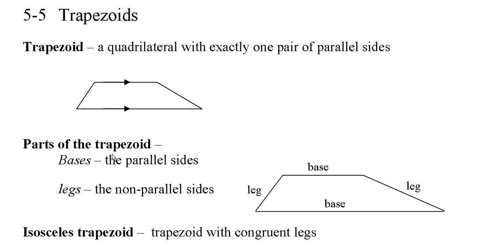So with exactly one pair of parallel sides, we have some parts of a trapezoid to talk about. The bases are the two sides that are parallel. Now they can be on the sides as well. Let's try that again. The bases could be like this. We could have bases here, and then the two legs are the non-parallel sides.